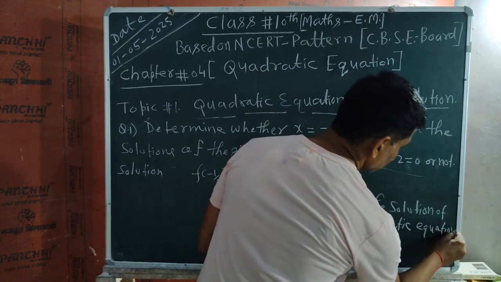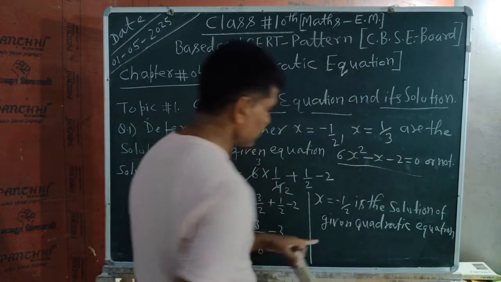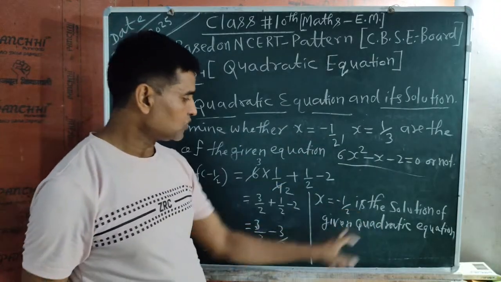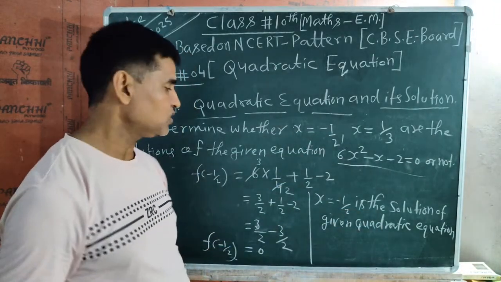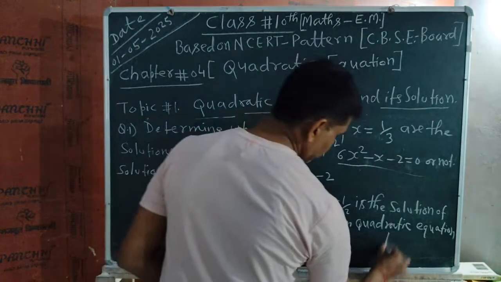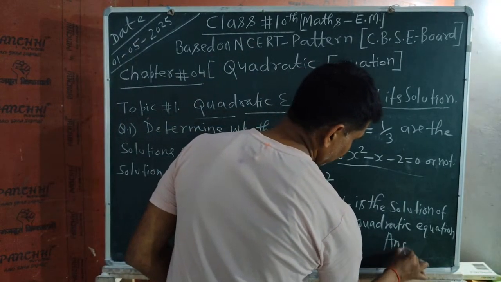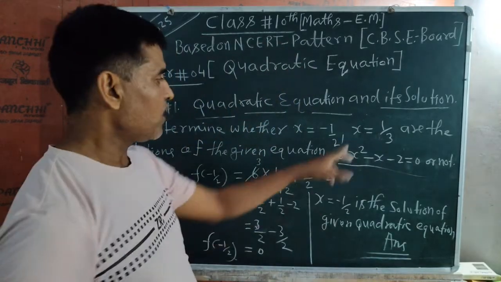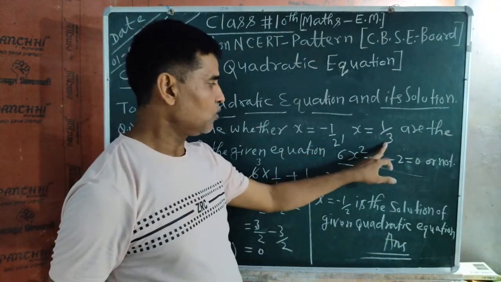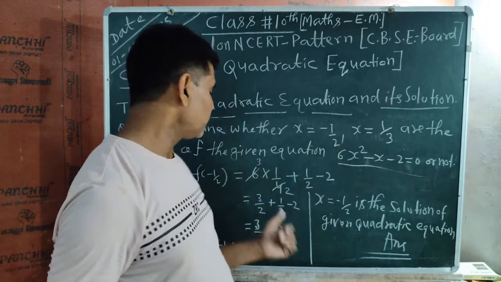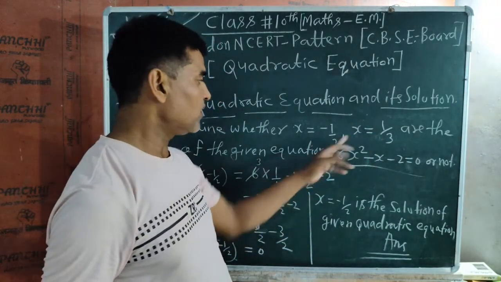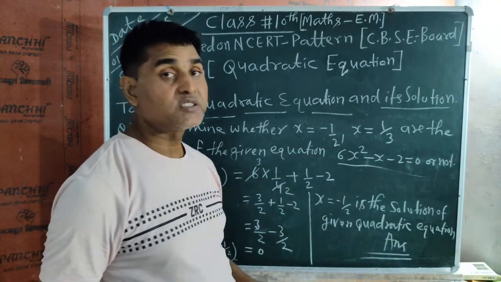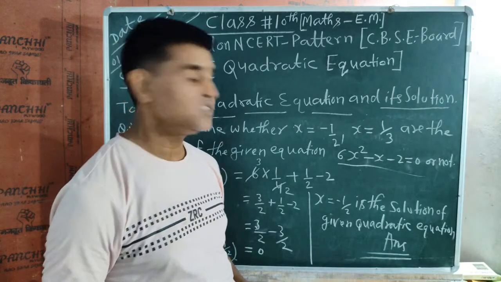Okay, student. So one verification I have done here. 1 by 2 is the solution of the given quadratic equation. So one answer is available here. Same, I will take the same condition. I will use it for the point x is equal to 1 by 3. If I get the value of f of x at x equal to 1 by 3, and after simplification I get its value, which is equal to 0.